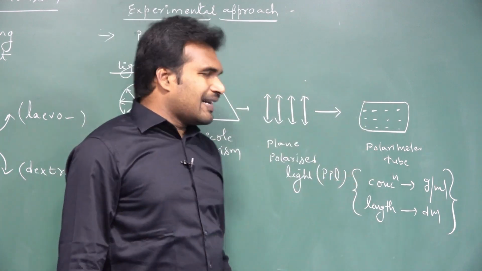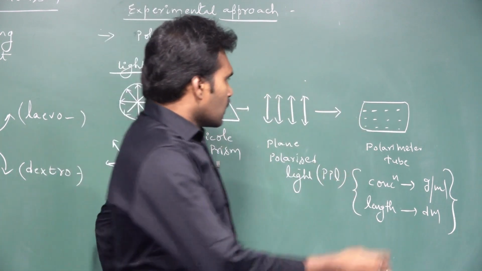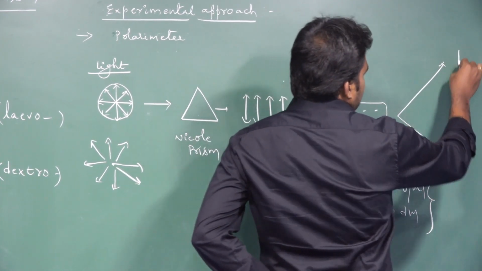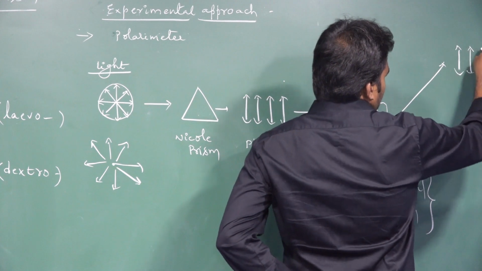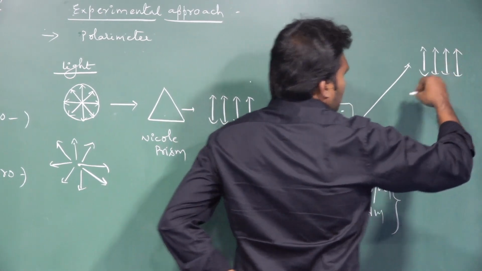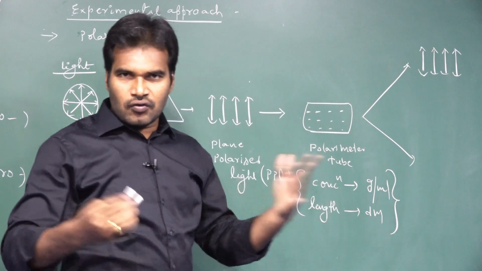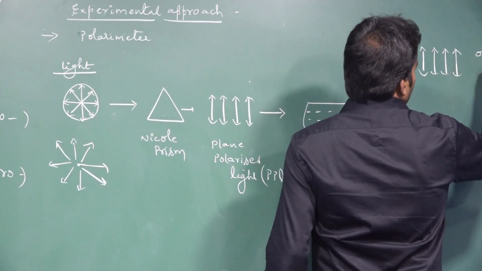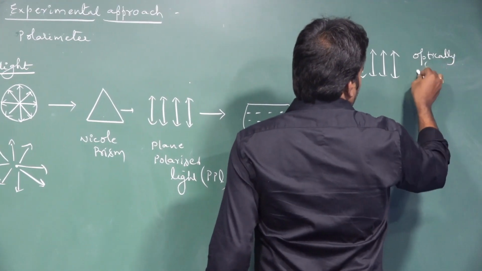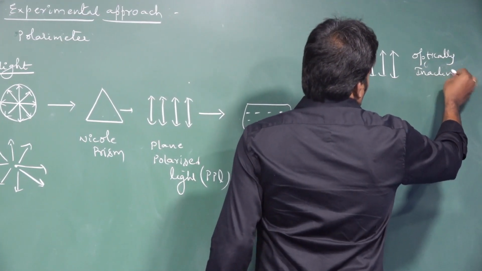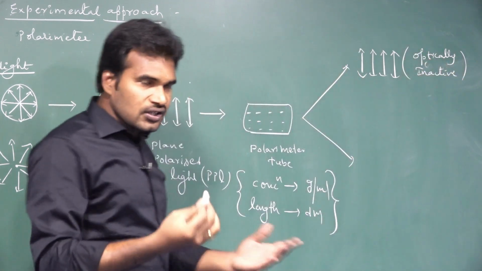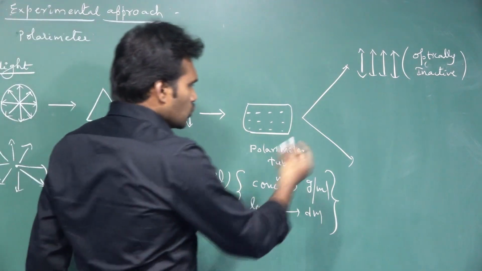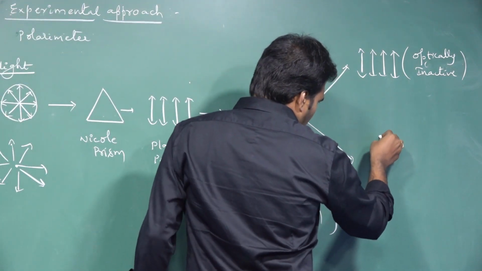Now after we irradiate the PPL into the sample solution, if the light comes out with the same angle as we irradiated it, without any reflections or deflections, then this is what? Optically inactive. Suppose this light is bending to either the right hand side or the left hand side. So there are two possibilities here. So this is one possibility.